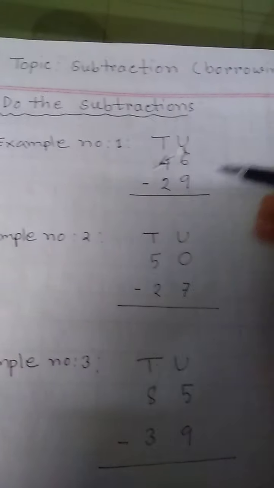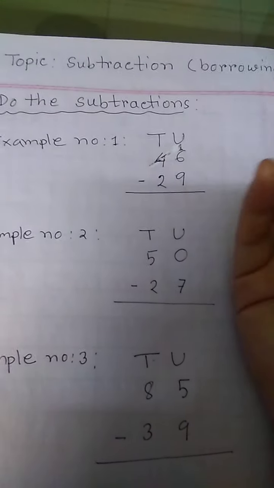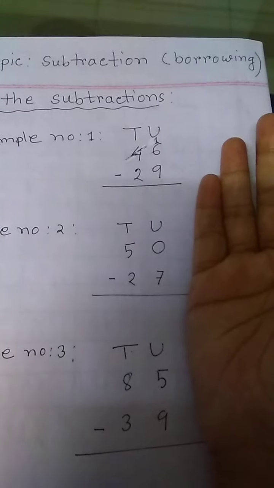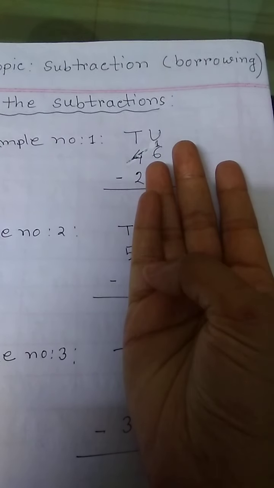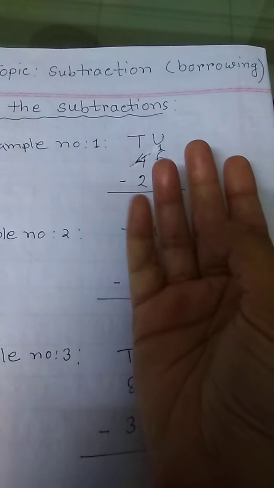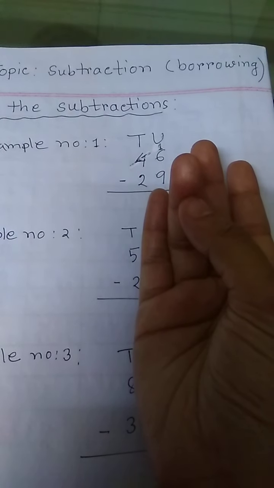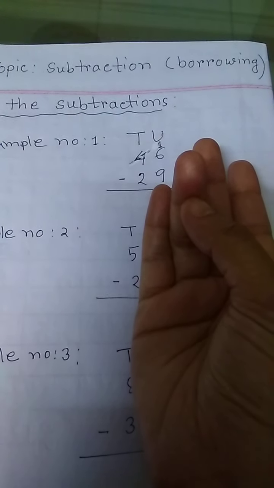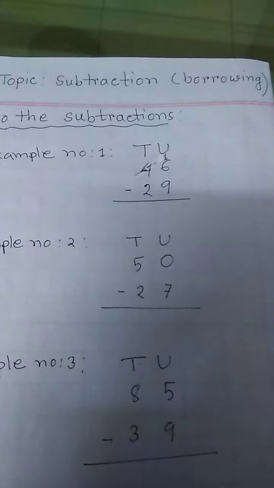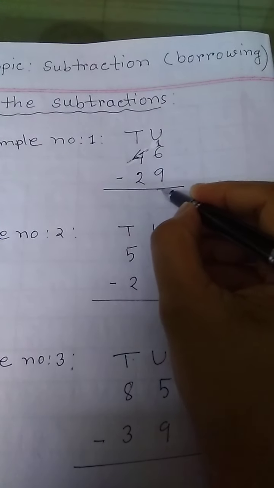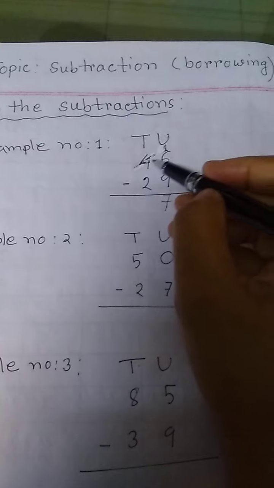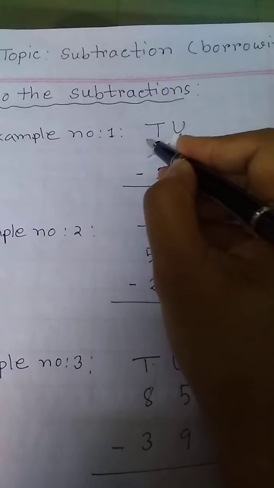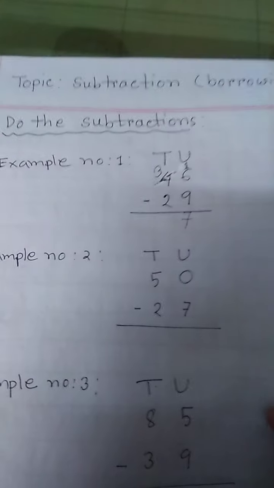So here is 16, here is 9, right? Now subtract 9 from 16. 9, 10, 11, 12, 13, 14, 15, 16. Where have I stopped my counting? On number 7. So the answer will be 7. As I have borrowed 1 from 4 tens, here will be 3 instead of 4.